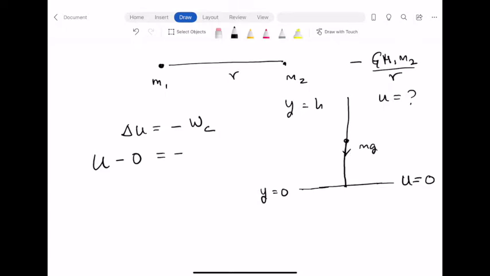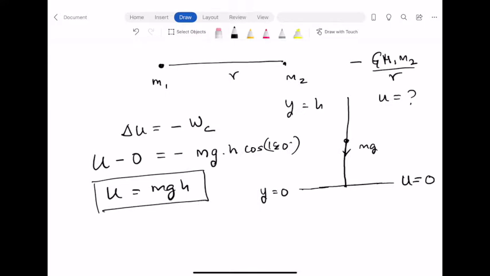The angle between the gravitational force and the displacement is 180 degrees. So the work done would be, using the simple formula for work, force multiplied by distance multiplied by cosine of 180 degrees. Cosine 180 is -1, and so you get U equals mgh, and this is how we derived the expression for gravitational potential energy.